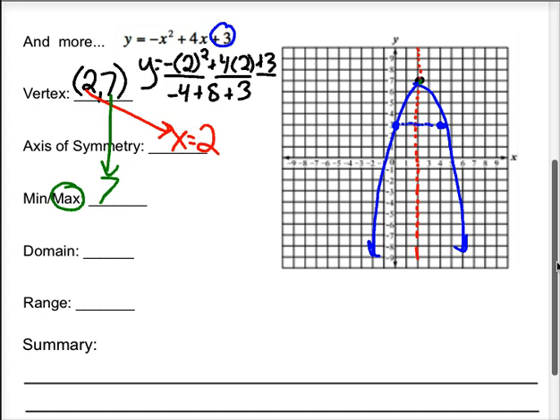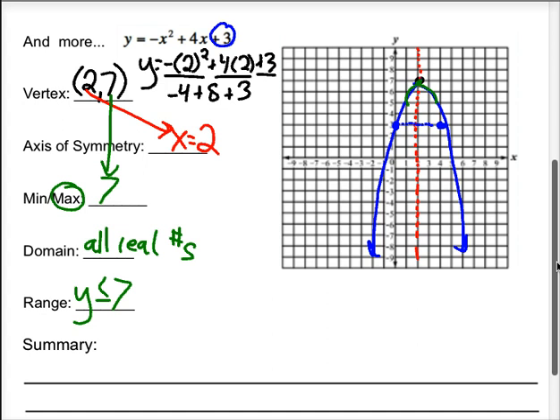The domain, as I keep saying, we really, really love the domain because it's always all real numbers, okay? That is just gift points to you. You just have to remember all real numbers. And the range, well, we're starting up at that 7. And I notice everything is going down from it. Everything is underneath it. So because of that, I know all my y values are less than or equal to that 7. And there you have it.